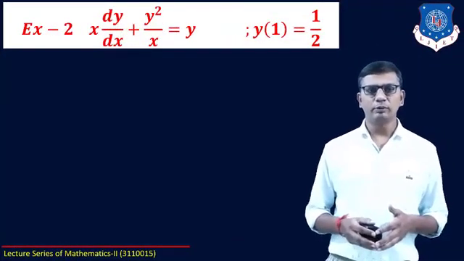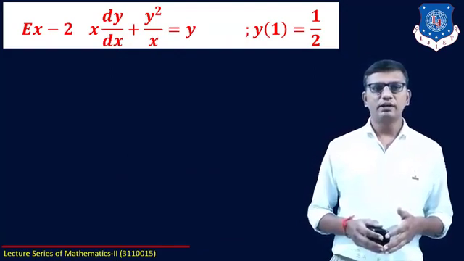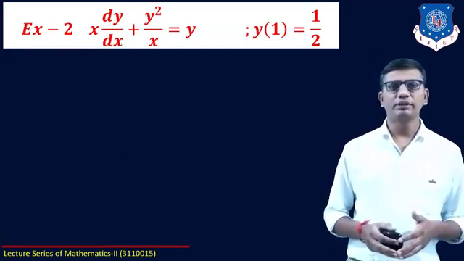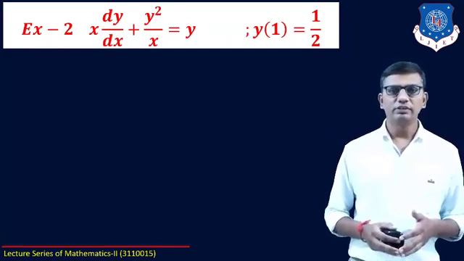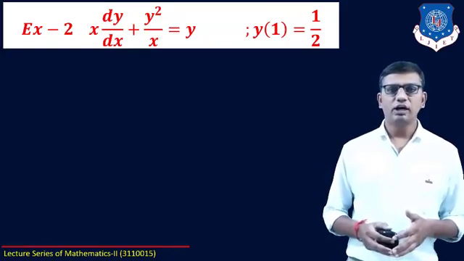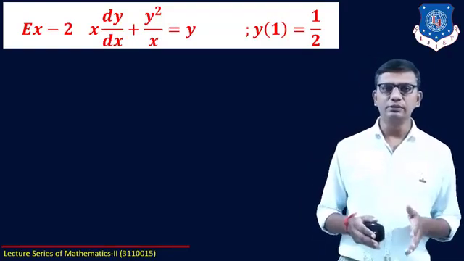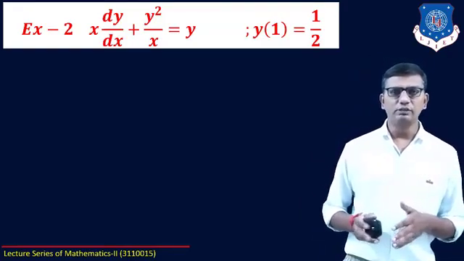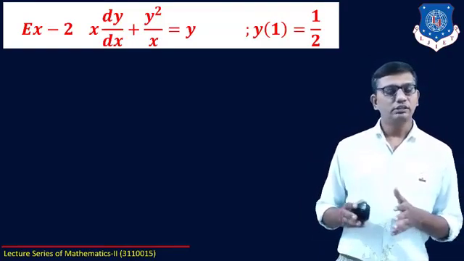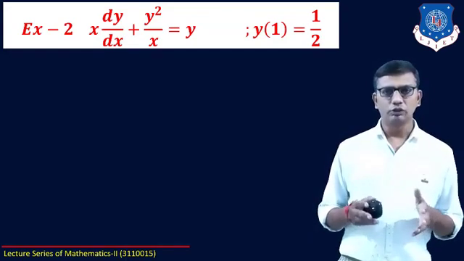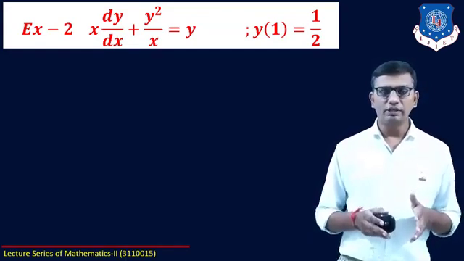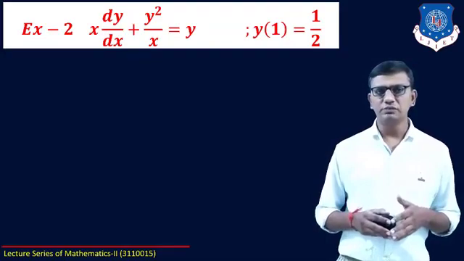Here our initial value problem is dy/dx + y^2/x = y, with the initial value condition y(1) = 1/2. That means when the x value is 1, our y value is 1/2 in the particular solution. So first of all, we have to find the general solution of this differential equation.